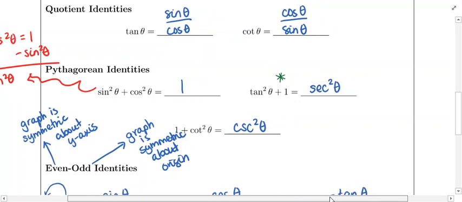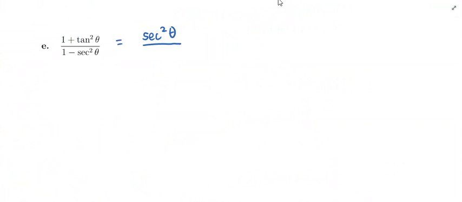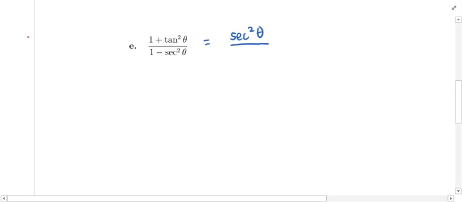So let's come over here. Actually, I'll do it on this page. I'm just going to rewrite this and manipulate it. I'm going to go out to the side to do this. I know that the Pythagorean identity that we're using here is that tangent squared of theta plus 1 is equal to the secant squared of theta.